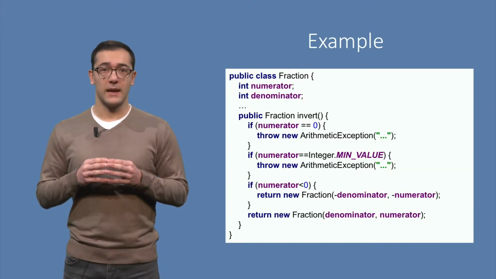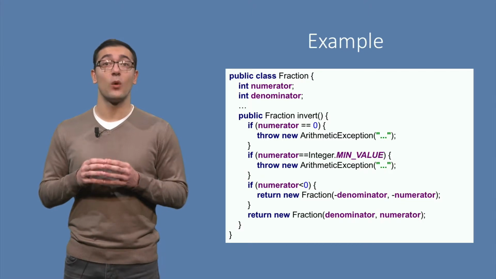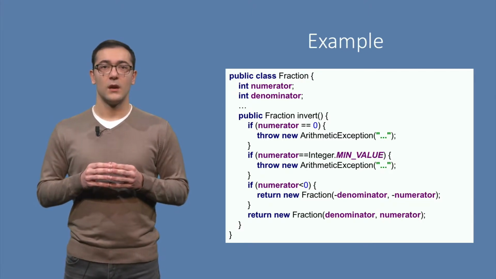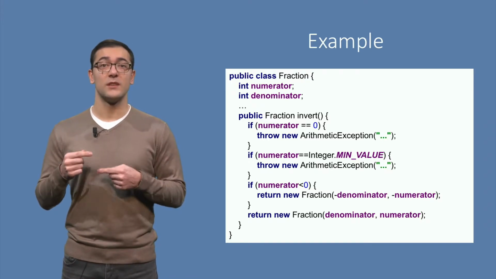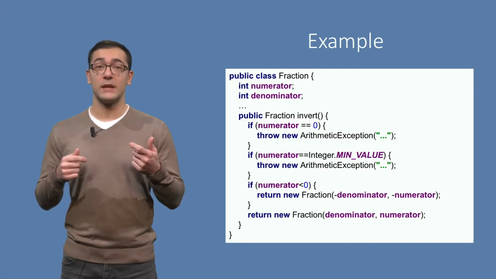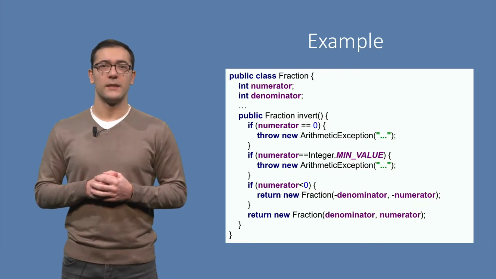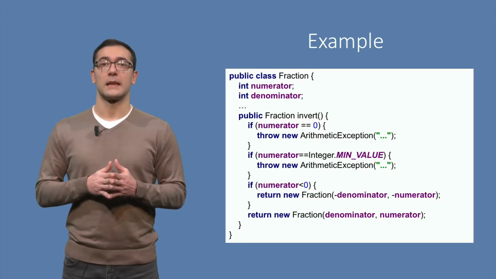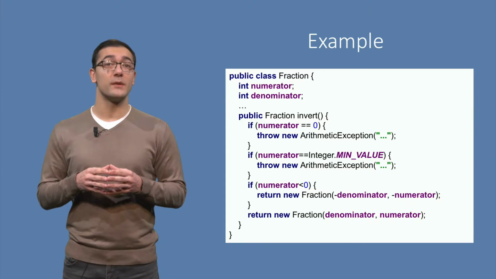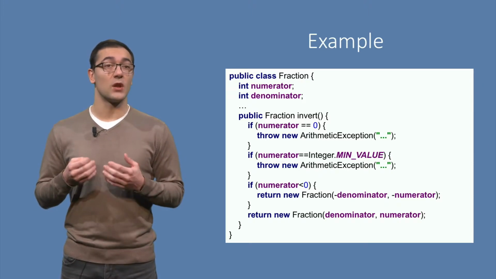To better explain this concept, let us consider this small class in Java. We are interested in the method invert, which returns a fraction where the numerator and the denominator are swapped. Besides, there are three conditions to check some corner cases, like for example when the numerator is 0. In that case, the fraction cannot be inverted.